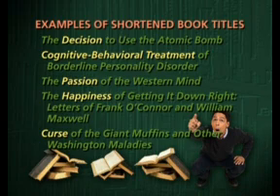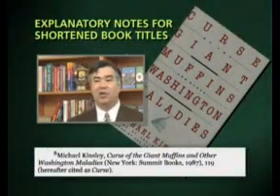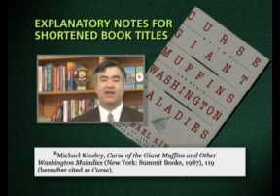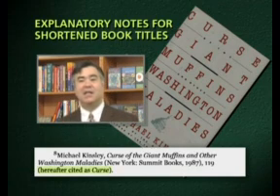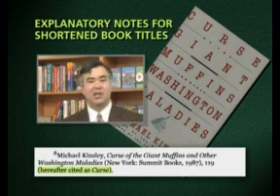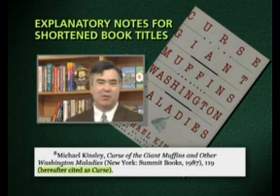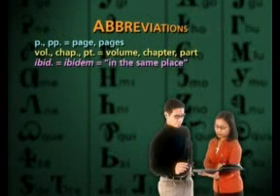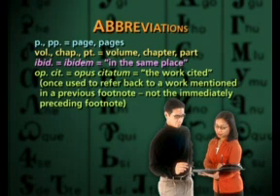If you think that some readers might find a particular shortened title a bit mysterious or confusing, you can add an explanatory note to the first full reference. So take a look at this sample footnote. Michael Kinsley, Curse of the Giant Muffins and Other Washington Maladies, New York, Summit Books, 1987, 119, parentheses, hereafter cited as Curse. So now throughout the rest of the paper, whenever you want to refer back to this book, you simply call it Curse.